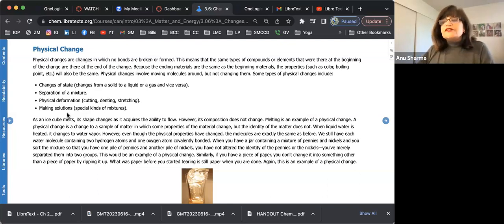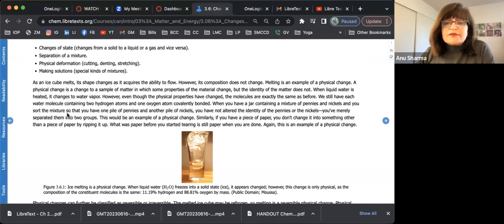In other words, a solution is a type of mixture. So you take salt and put it in water, that's making a solution. You take sugar and put it in water, making a solution. Those are just temporary changes, because you can recover the sugar and the salt from the solution by simple methods.